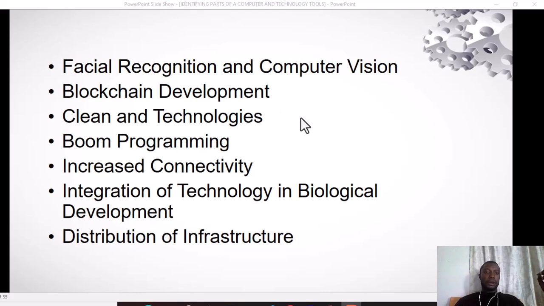We talk about clean technology. All right, clean technology. In the next generation of computers, cleaning the environment and other stuff with the help of technology will be very easy.